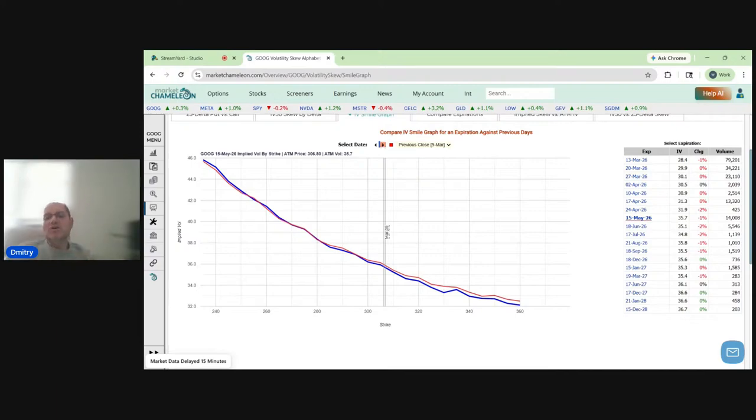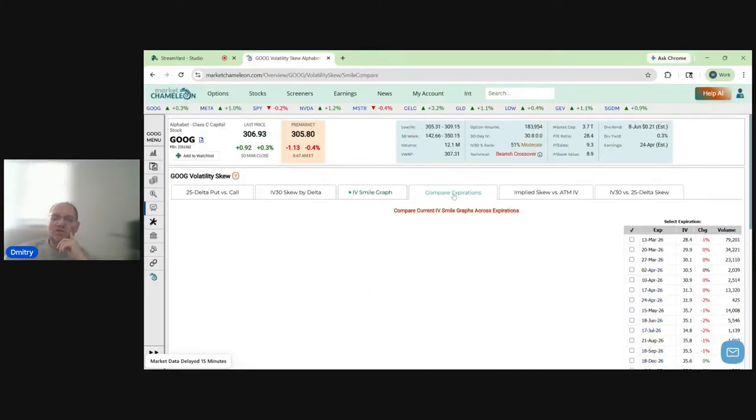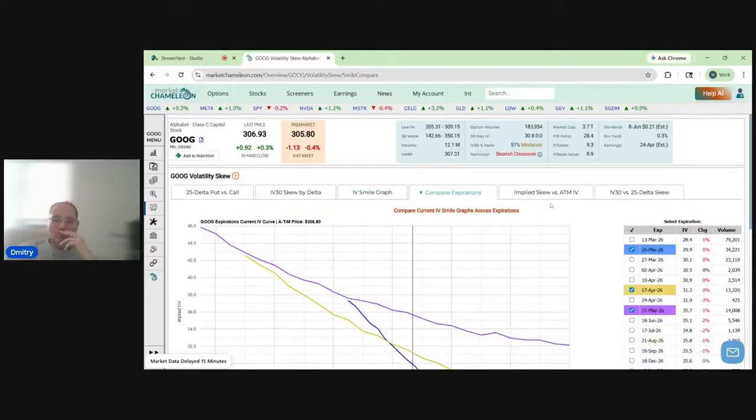What if we wanted to compare across expirations? So that's within the same expiration, comparing it to the historical, how that line, or the implied volatility skew, evolved over time within the same expiration. Now we could go back and compare expirations. So I'm going to click on this. And here we have 3 lines.